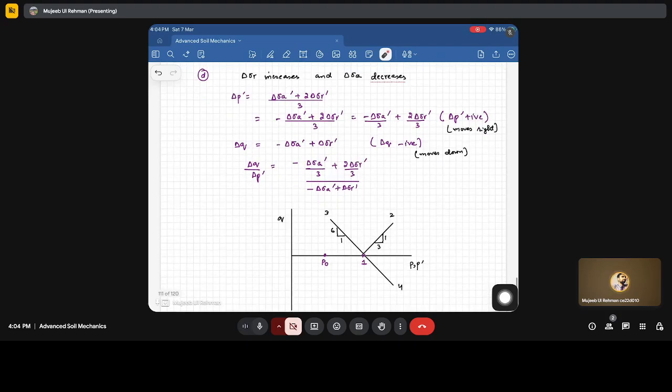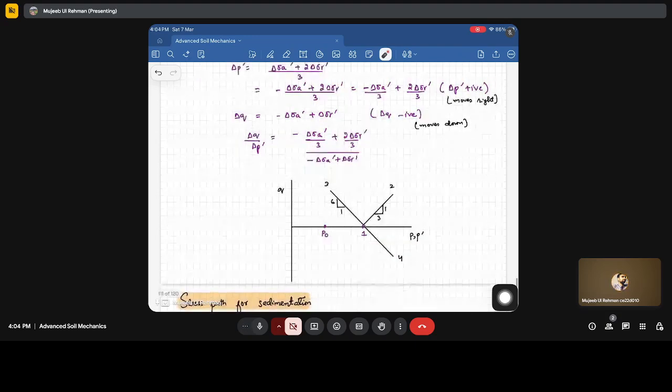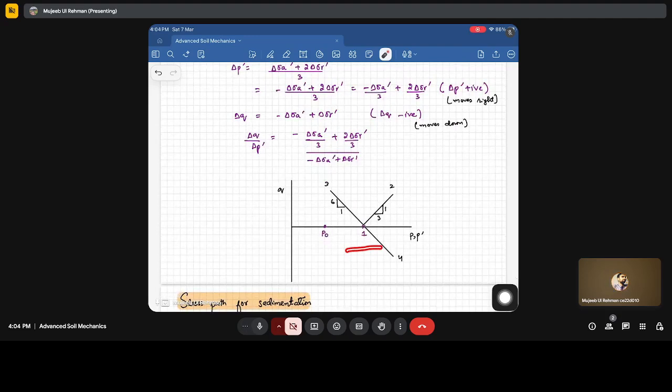Now where should it lie? So delta p is increasing, so it should go in this direction, and also delta q is decreasing, so decreasing means this way, with a slope of this. So the stress state has to go like this, increasing in p, and also decreasing in the q direction. So this will be the corresponding stress state line. Fine.